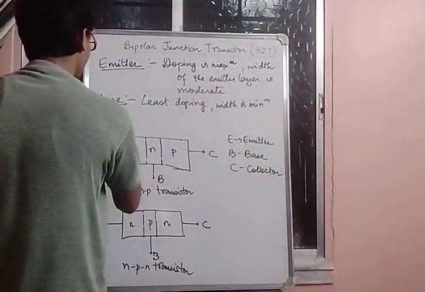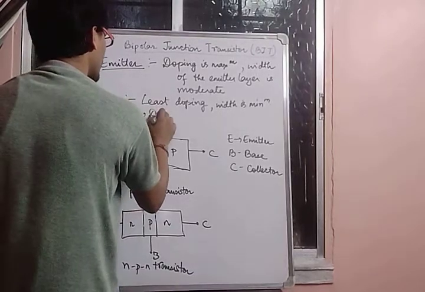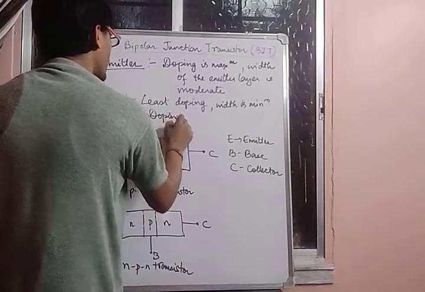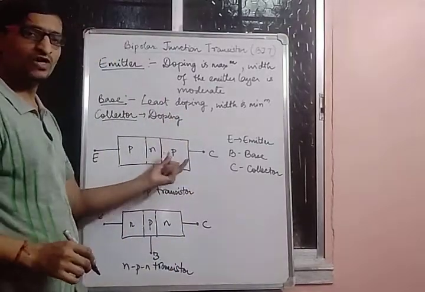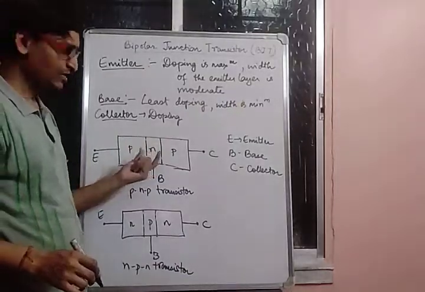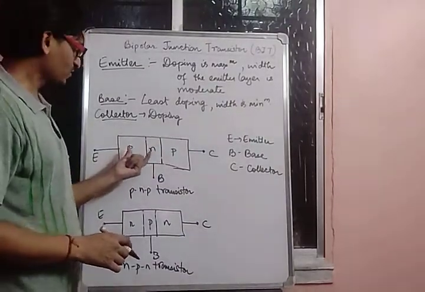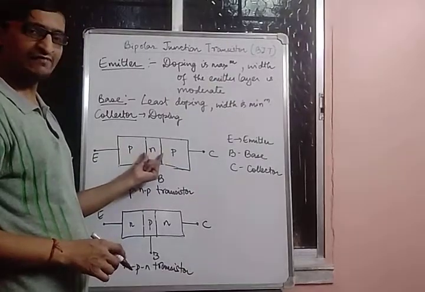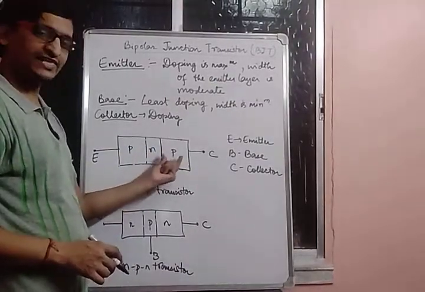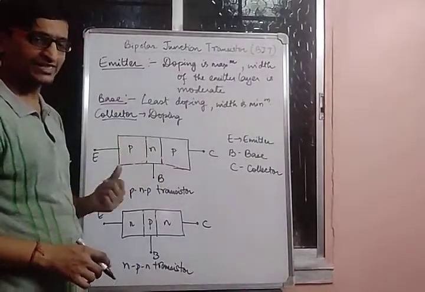And as far as collector region is concerned, here doping is moderate. The doping of collector region will be in between that of emitter region and your base region. Emitter region will be having maximum doping, this base region will be having minimum doping, and this collector region will be having a doping level in between that of an emitter layer and a base layer.